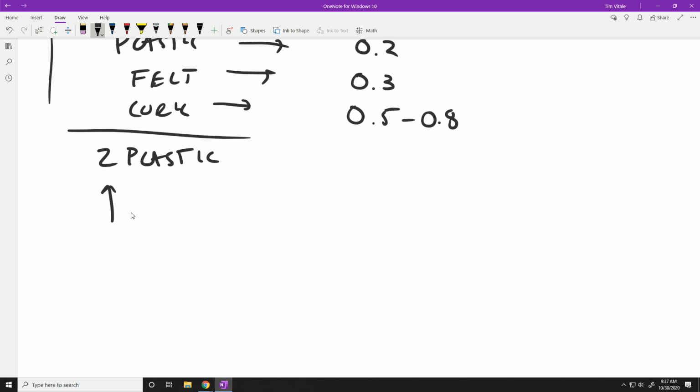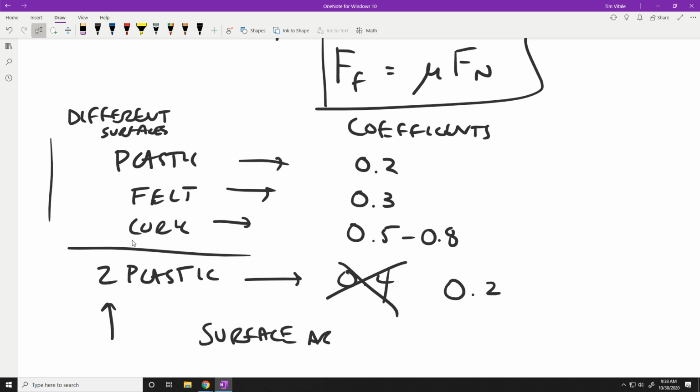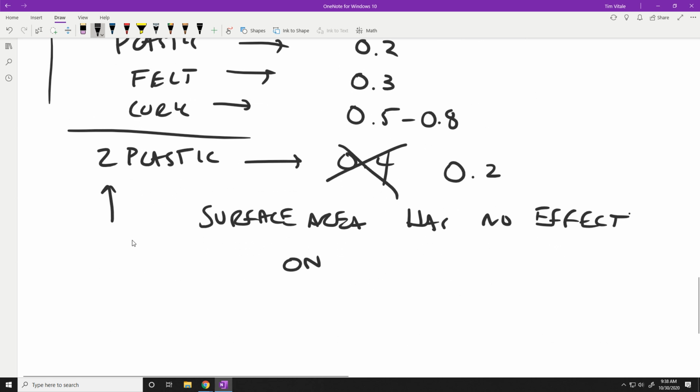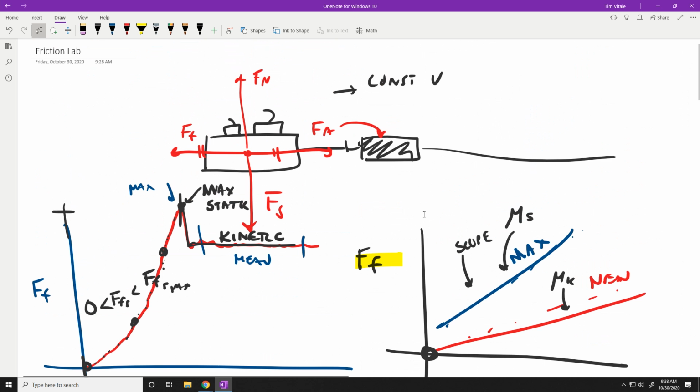We're supposed to look at 2 plastic and basically see, if it's double the friction, then that would mean it should be 0.4, right? Because if plastic is 0.2, then doubling the plastic would make it 0.4. But actually, what you should have found out if you did the lab is it would just be about 0.2, which means surface area actually has no effect on friction. That sometimes comes as a surprise because we think more surface area means more friction, but it actually doesn't. I tried to make this quick, but I think it took a little longer. But that's basically the basics of friction and what you should have gotten from the lab.